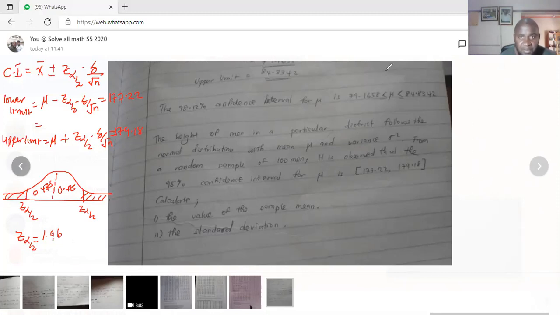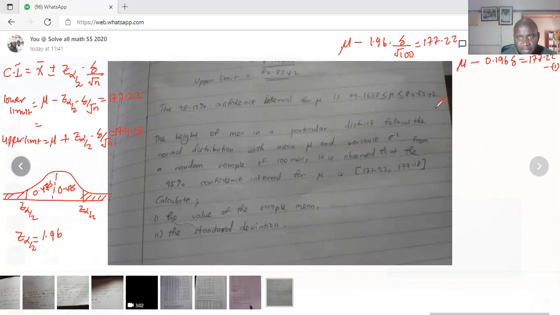Guys, we are looking for the mu minus 1.96 sigma. Sigma was not given. Was it given? No. We don't have sigma, over root of 100. This is equal to 177.22. You realize mu minus 1.96 sigma over 10 is equal to 177.22, equation 1.